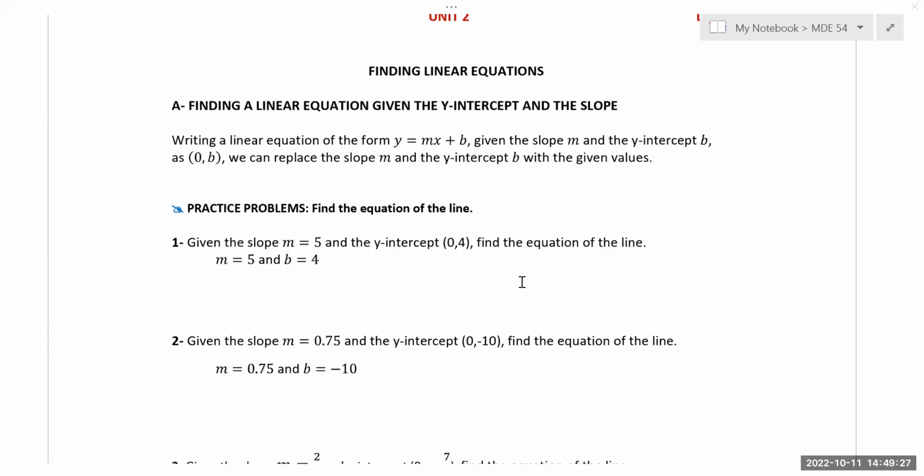All right, we are continuing today with some linear equations. So we're going to figure out how to get those linear equations from different pieces of information, from the y-intercept and the slope, from 2 points, things like that.